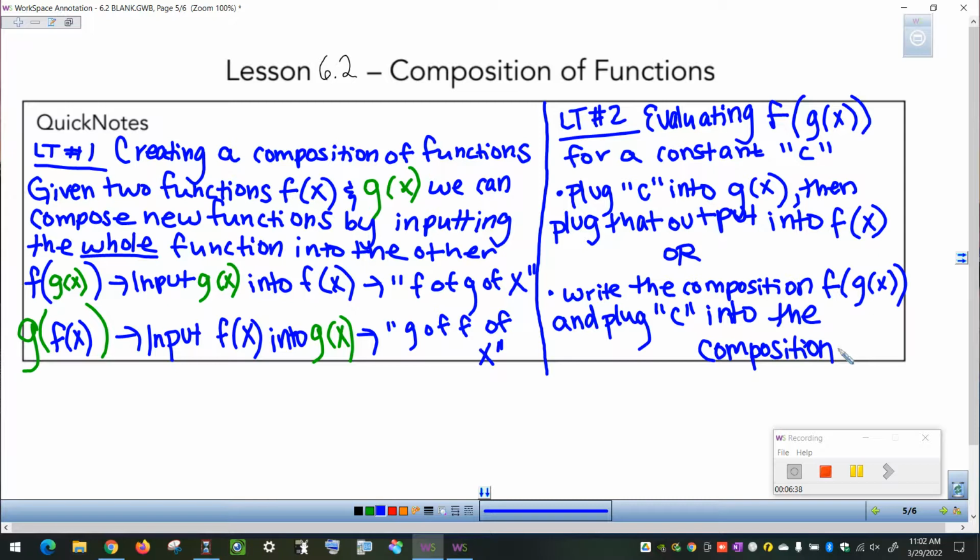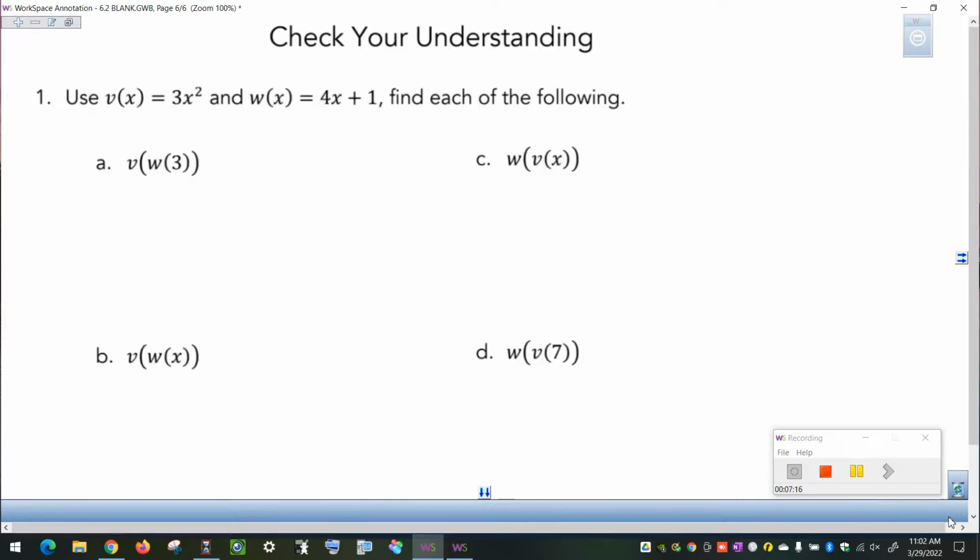All right, so we're going to take a look at a few more problems together here. So in our check for understanding, they are giving us 2 new functions. We've got v of x is 3x squared, and we have w of x is 4x plus 1. So let's take a look here at part A. So part A is asking us to find v of w of 3.